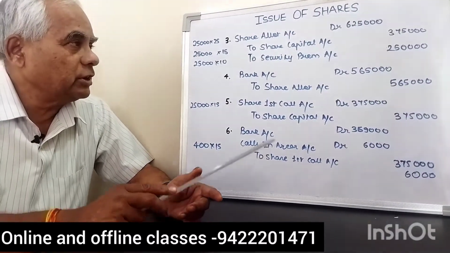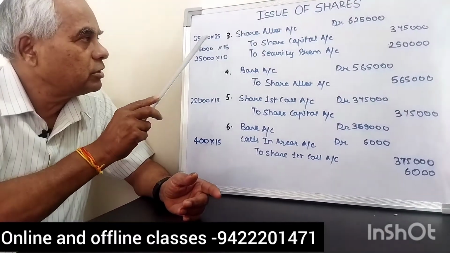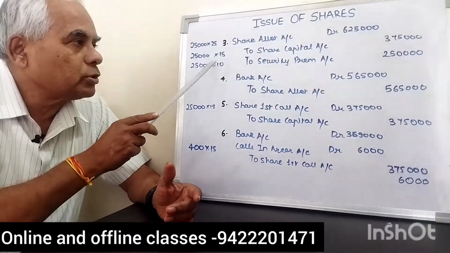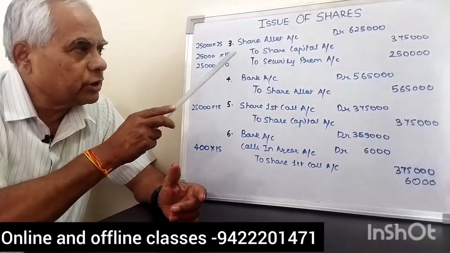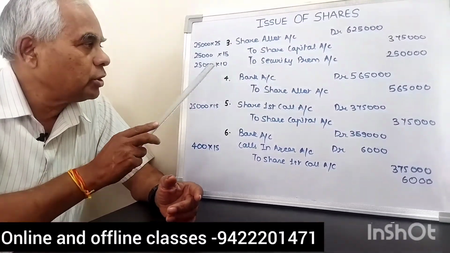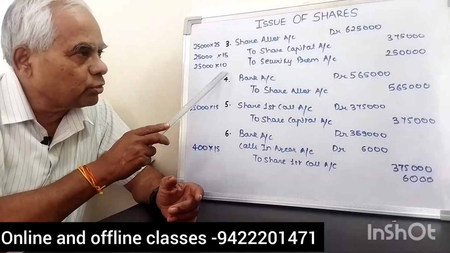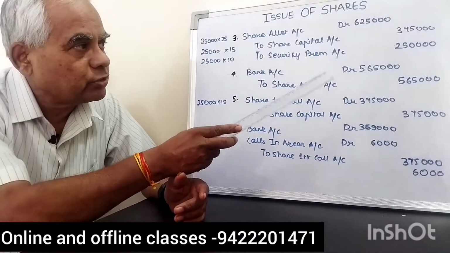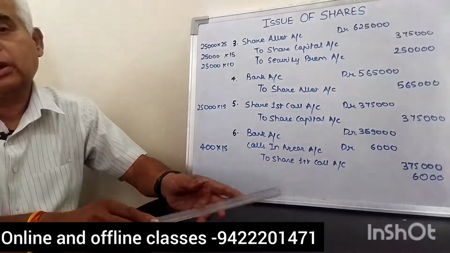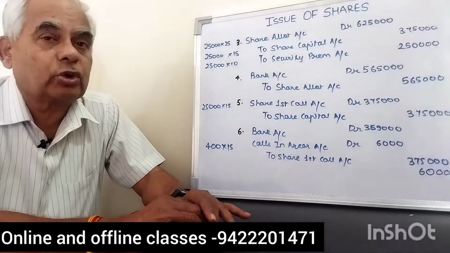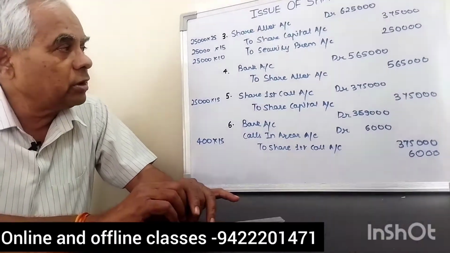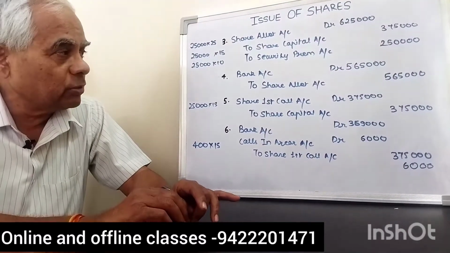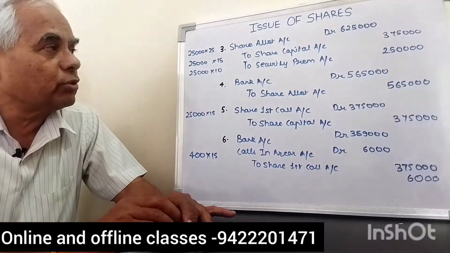Again I am going to repeat the entry. Share allotment account debit 25,000 into 25, 6,25,000. To share capital 25,000 into 15, 3,75,000. To security premium 25,000 into 10, 2,50,000. 3,75,000 plus 2,50,000, total 6,25,000. Narration being, share allotment due with security premium at rupees 15 each and rupees 10 each respectively on 25,000 shares.